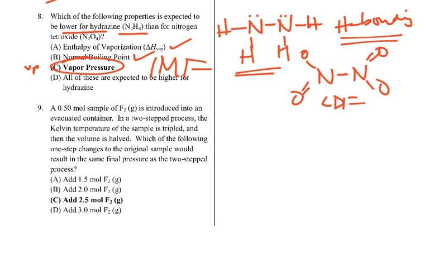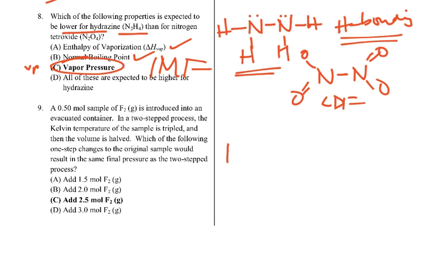Number 9, a 0.5 mole sample of fluorine is introduced into an evacuated container. In a two-step process, the Kelvin temperature of the sample is tripled, and then the volume is halved. Which of the following one-step changes to the original sample would result in the same final pressure as the two-step process? So we have to think about this. You have a 0.5 mole sample introduced into an evacuated container. Two steps. One is we're going to triple the temperature.